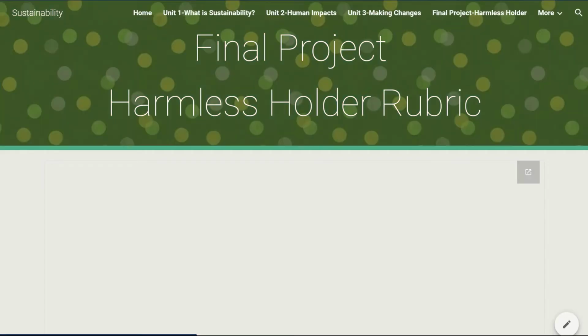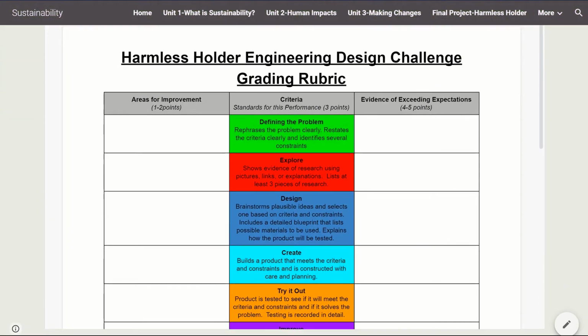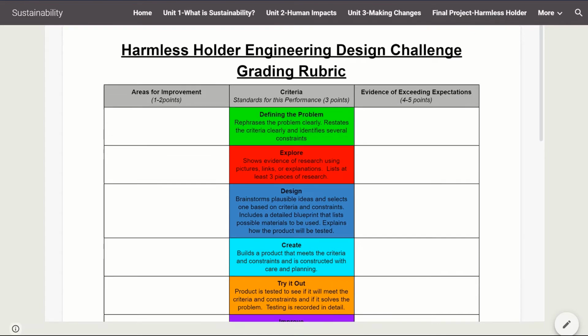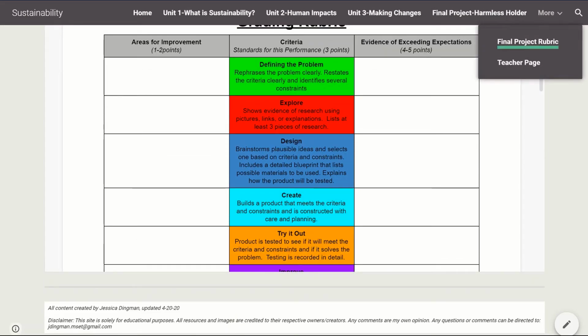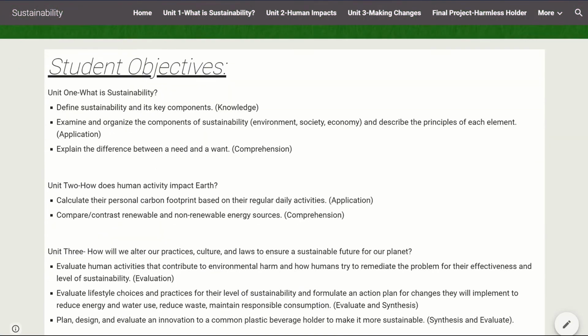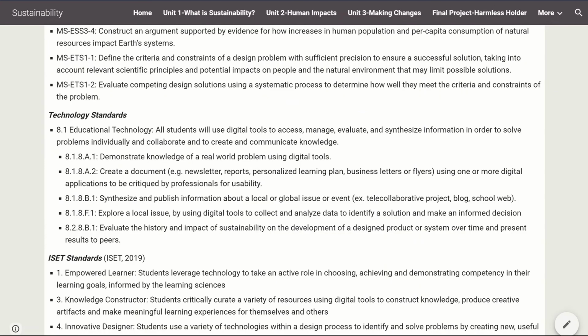There's also a page that includes the rubric for their harmless holder. I chose to use a single point rubric to help them focus on the standards for this performance and leave room for my feedback for both improvement and evidence of exceeding expectations. This website also includes a teacher page to help others understand the student objectives, the unit plan, and the standards addressed.